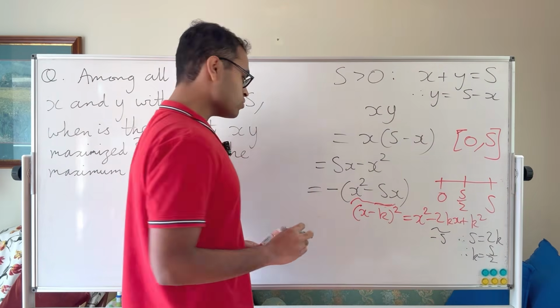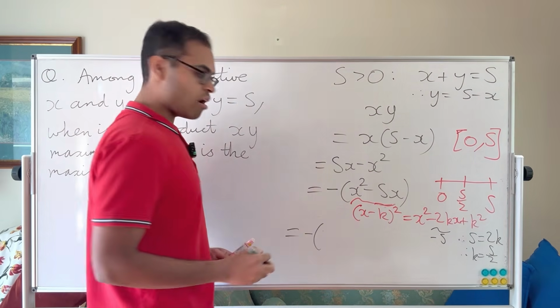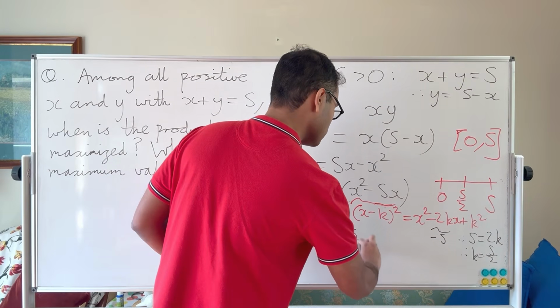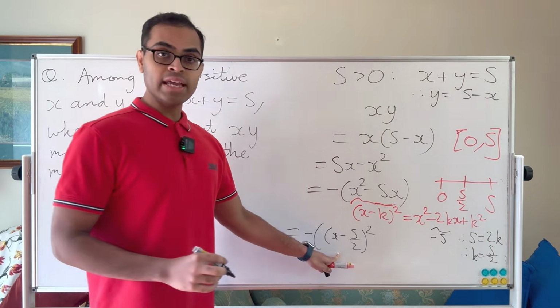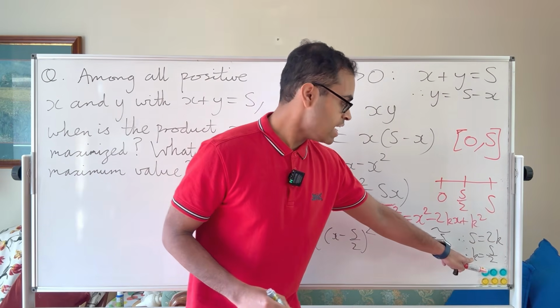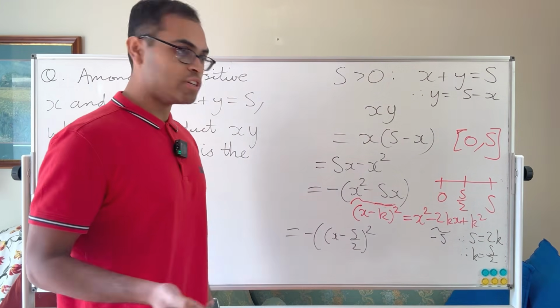That's all well and good, that's quite nice. So we're going to get minus of, we're going to write this as x minus s over 2 squared. Okay, now x minus s over 2 squared, your k squared term will be there. And your k is equal to s over 2.